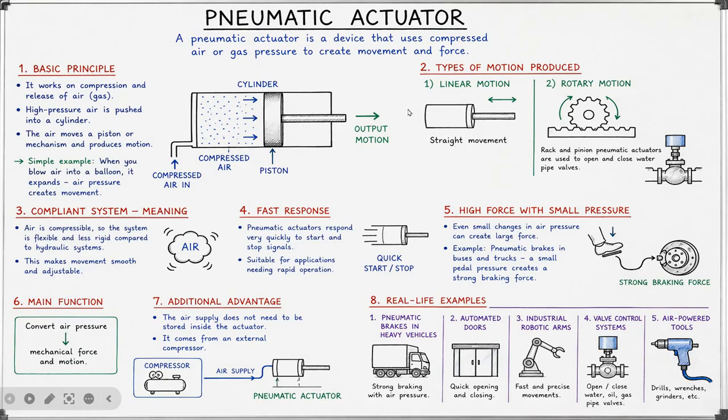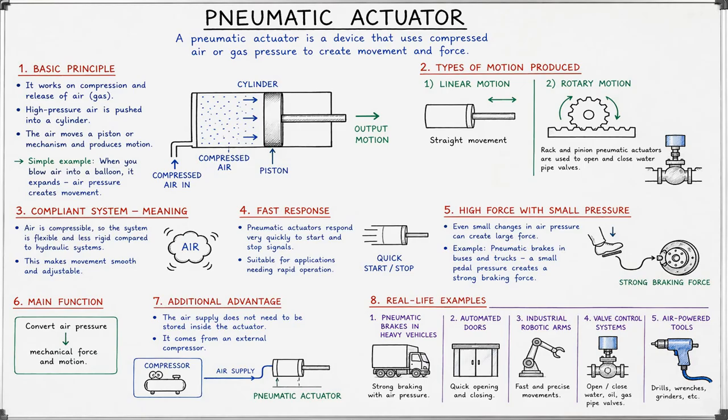Now, the basic principle of working is that it works on the compression and release of the air, which may be any gas. And here the high pressure air is pushed into the cylinder. You can see here a high pressure air is pushed into the cylinder, which is compressed air. And this air moves a piston. This is a piston which is moved because of the pressure created by the air which is being inserted into the cylinder. And the air moves the piston or the mechanism, whichever is there, and it will produce the motion.